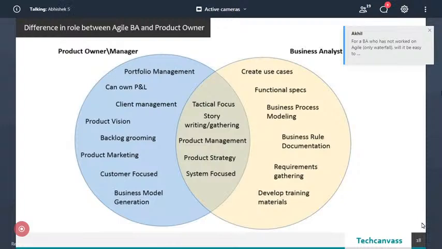For a BA who has not worked on Agile, will it be an easy transition to an Agile working environment? Probably what I would recommend is, it will not be a very easy transition, because from Waterfall to Agile, the main thing that is required is a mindset shift, because a BA gets into a lot of things when it comes to Agile. So the involvement of a BA is very, very much more than what it was in Waterfall.